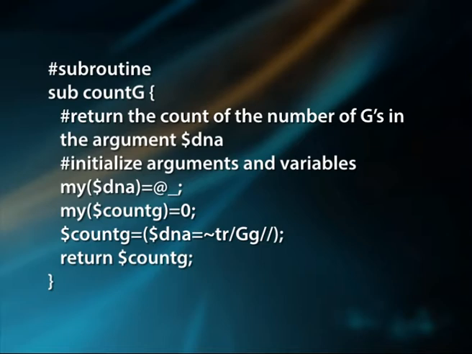Subroutine: sub countG, return the count of the number of G's in the argument $DNA. Initialize arguments and variables. my ($DNA) = @_; my $countG = 0; $countG = ($DNA =~ tr/Gg//); return $countG. Now let's look at the working of the program.